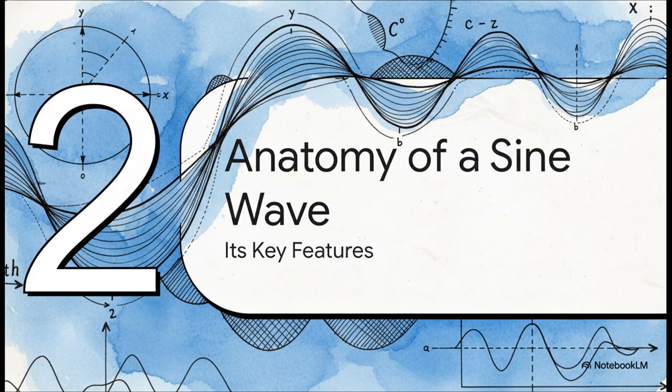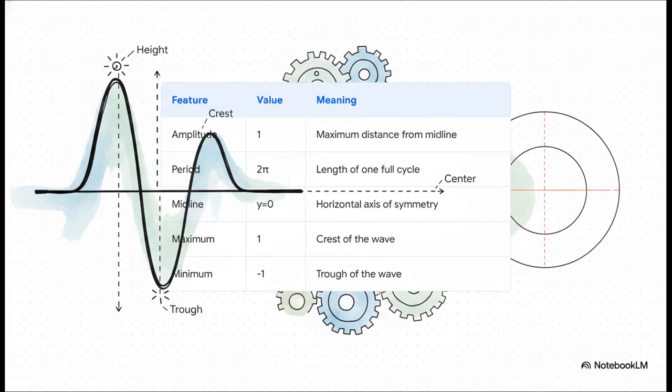Okay, so we've built the wave. Now, let's break it down. Just like any living thing, every sine wave has its own anatomy, its own DNA. And once you understand these key features, you've pretty much mastered how these waves work. Now, what's really interesting about this slide is how it lays out the wave's core identity. You've got the amplitude, which is just how high it gets from the middle. You've got the period, which is how long it takes to complete one full cycle. Then there's the midline, that center line it oscillates around. And of course, its highest and lowest points, the crest and the trough.